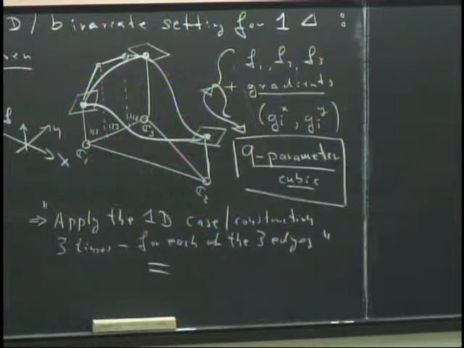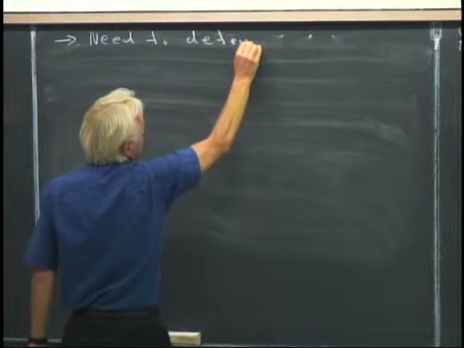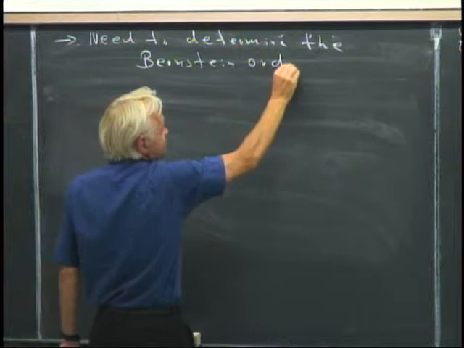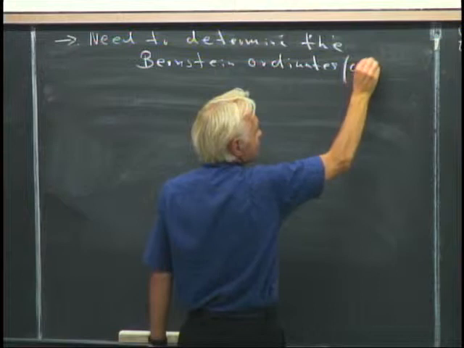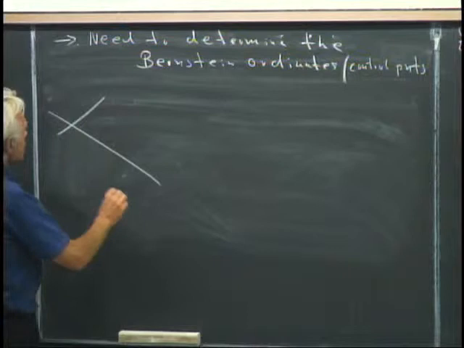What else? So where are we now? We need to determine the Bernstein ordinates, the ordinates slash control points, the control points P and PS. So let's do that just for one side, and you will see how that works.